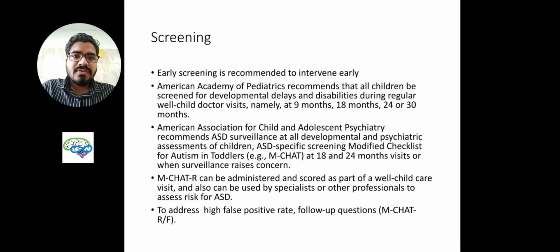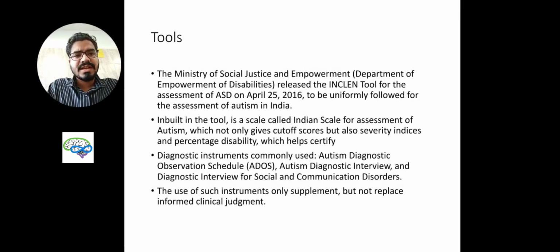It stands for Modified Checklist for Autism in Toddlers. The revised one is very easy to administer and can be used by many specialists to assess the risk for ASD. If the risk is found to be high or moderate, we can go for further diagnostic tools. As we know, these screening instruments have very high sensitivity, so the specificity becomes low, and there is a very high false positive rate. So we need to follow up the MCHAT with follow-up questions known as MCHAT-F. By using these follow-up questions, we can find out which are false positives and which truly have autism spectrum disorders. Many tools are there; the most commonly used include the Autism Diagnostic Observation Schedule and the Autism Diagnostic Interview.